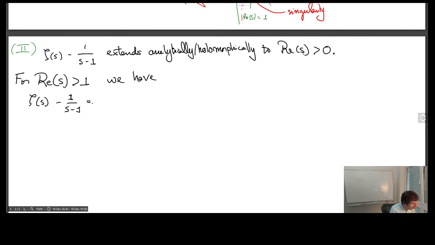Okay. So we're still in the place where we understand, we know what things are, what the values of things are. So that's okay. Now, 1 over s minus 1. I'm going to write it this way, and you'll see very soon what's going to happen.